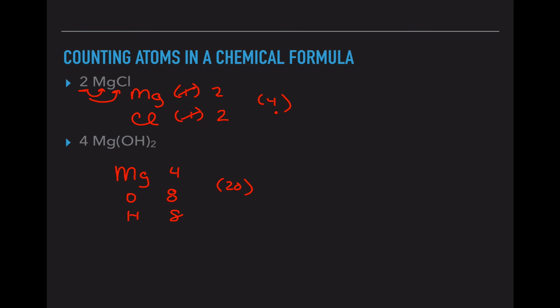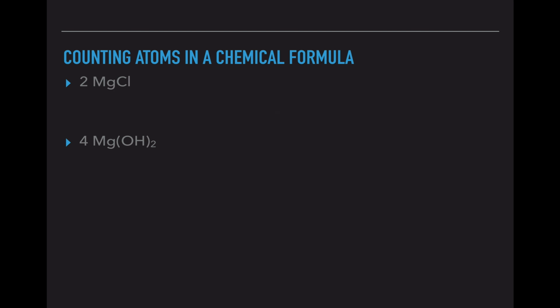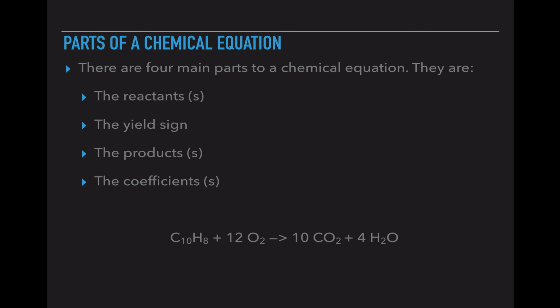So that's the first thing that I'm going to have you practice when you come back into class or when we start practicing in class tomorrow, is can you just count the elements or the atoms that are present in a chemical formula. But in addition to that, we are going to take it a step further. First, you have to be able to identify the different parts of a chemical equation. And there are 4 main parts.